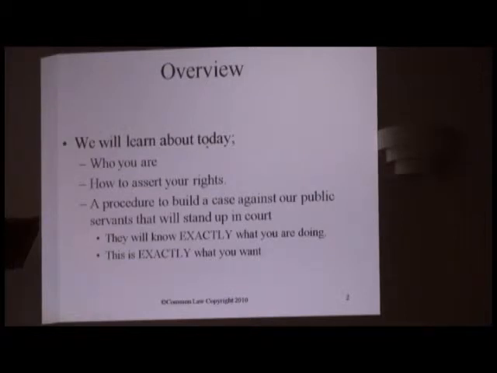We've already learned about who we are. We're going to learn about how to assert our rights now. And this is a procedure that will build a case against our public service that will stand up in court, and they will know exactly what you're doing. And that's what I want, quite frankly.